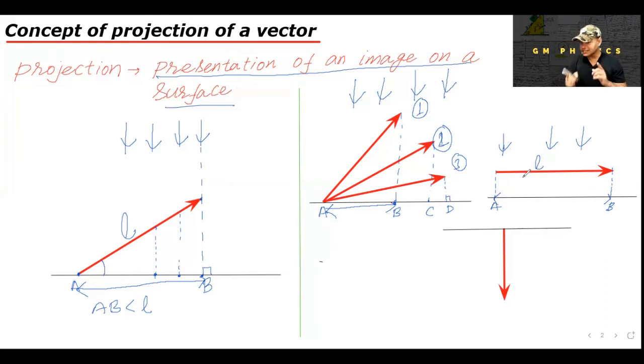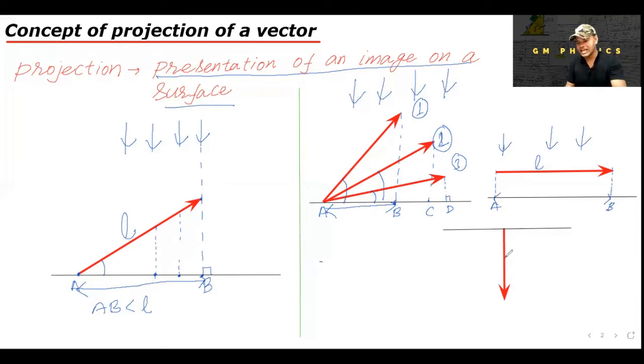So you see, in this case, when the arrow is parallel to the surface, the image length and the arrow length are equal. In other cases, you see the image length goes on decreasing. In the third case, the image length is maximum out of these 1, 2, 3. Here it has decreased slightly. From AD it becomes AC, and in case 1 it becomes AB, the smallest.